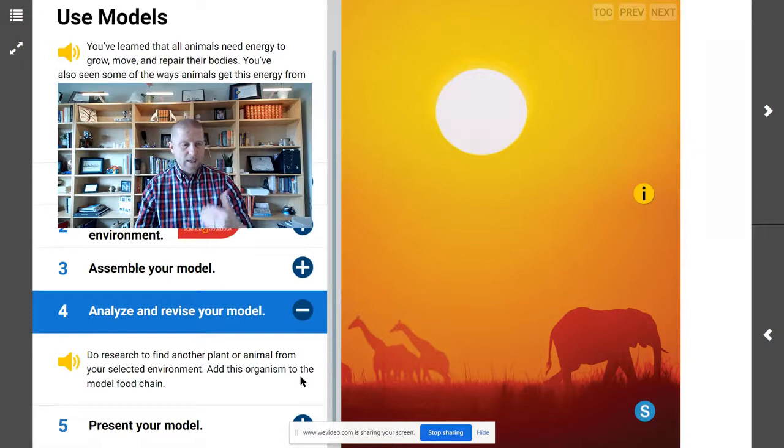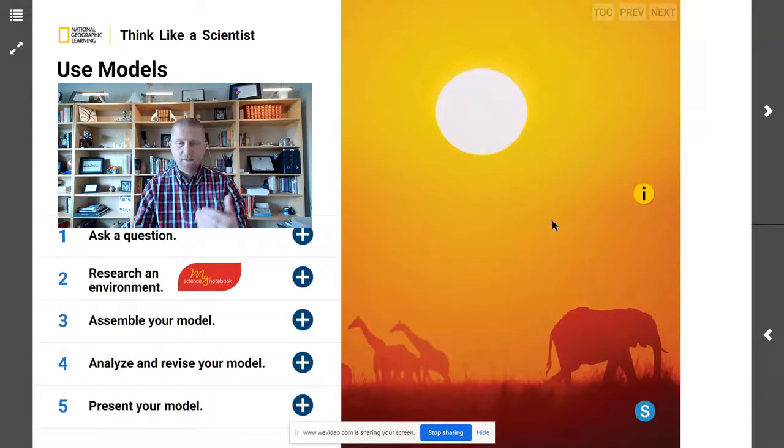You may need to analyze and revise your model in step 4. Do research to find another plant or animal from your selected environment. Add this organism to your model food chain. So just like in our savanna, we had to add in a lion or a hyena because we don't see it in this image. So we had to add that in to make certain we had a complete food chain.